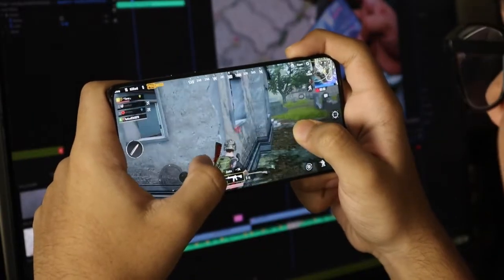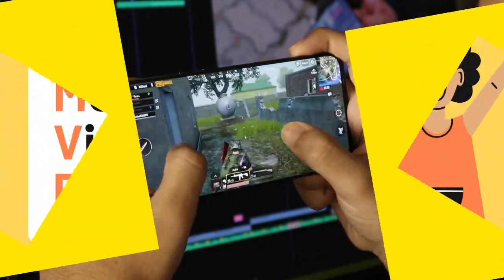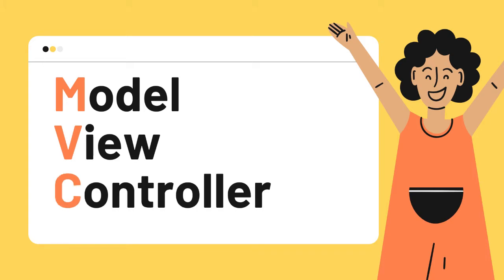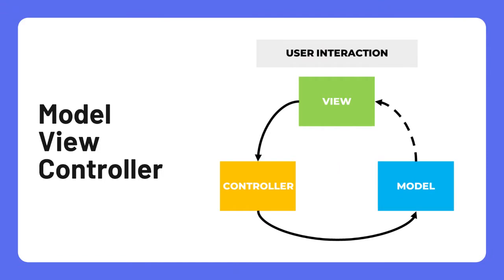On seeing the title, some of you would think that this video is going to be how to become a most valuable player, MVP, in PUBG. But that is not the thing here. This is Model, View, Presenter, MVP, in Android development. Before learning about MVP, let us learn about Model, View, Controller, MVC. So, what is MVC?